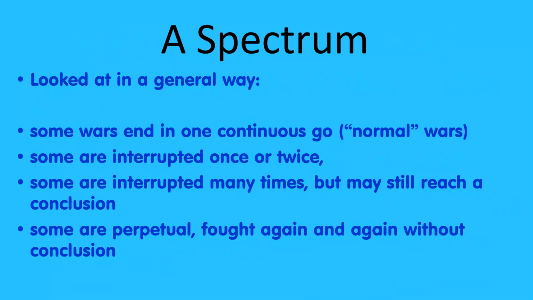So we can look at this in a general way. Some wars end in one continuous go, what people tend to think of as normal wars. Some are interrupted once or twice. Some are interrupted many times but may still reach a conclusion. Some are perpetual, fought again and again without a conclusion. Normal wars may be the most common, but there's lots of other possibilities.